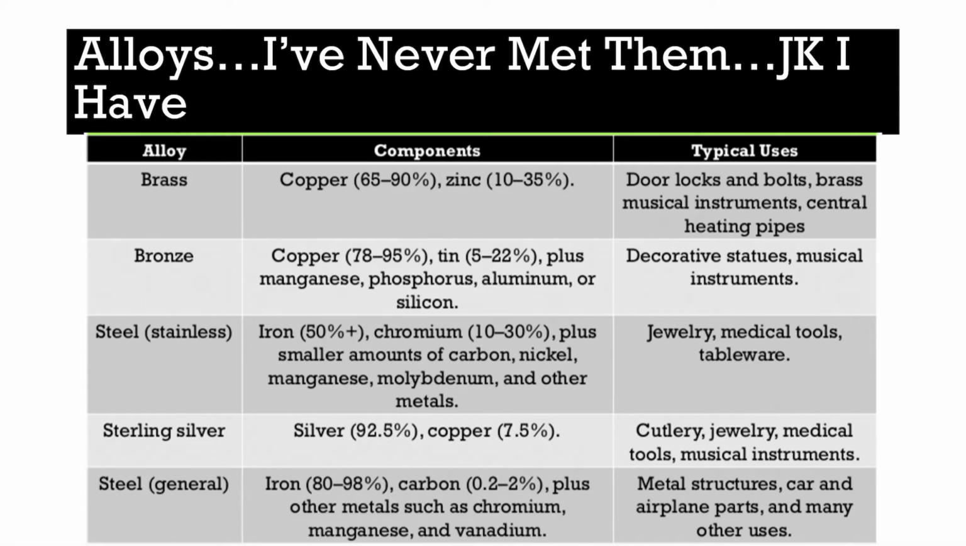So, if you look at brass, if you play a brass instrument, it's made up of copper and zinc. Bronze, like the third place metal, is copper, tin, manganese, phosphorus, aluminum, silicon. It's a mixture of all these different elements. And because all these elements are coming together, they now make a much stronger, much better mixture of that element. It brings out all the good qualities of it.